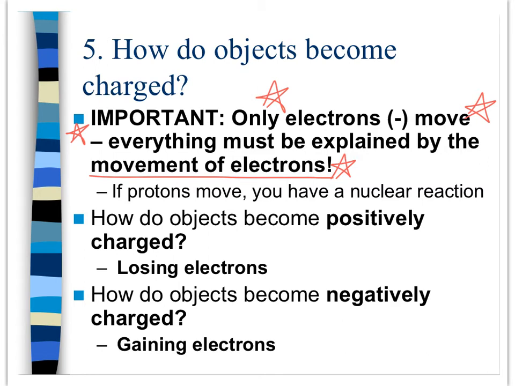So with that in mind, let's talk about the most basic thing: how do objects actually become charged? So how do objects become positively charged? The way that happens is by losing electrons, okay? They can't gain protons. Protons don't move. So the way something becomes positively charged is it loses electrons. How does it become negatively charged? It gains electrons. Once again, we can't do anything with the positive charges. We can't lose protons, but we can gain electrons. So we see once again that the movement of electrons is key.